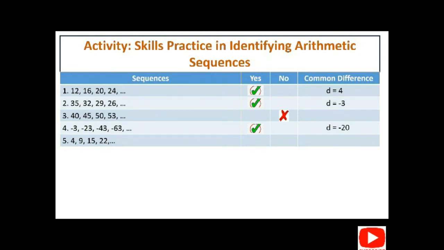How about number 5? 4, 9, 15, 22, and so on. This is not an arithmetic sequence because the differences are not the same. 9 minus 4 is 5, 15 minus 9 is 6. They're not the same, so that is not considered an arithmetic sequence.